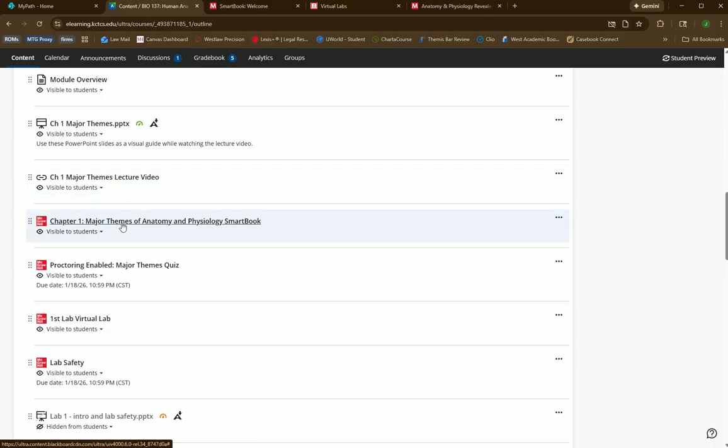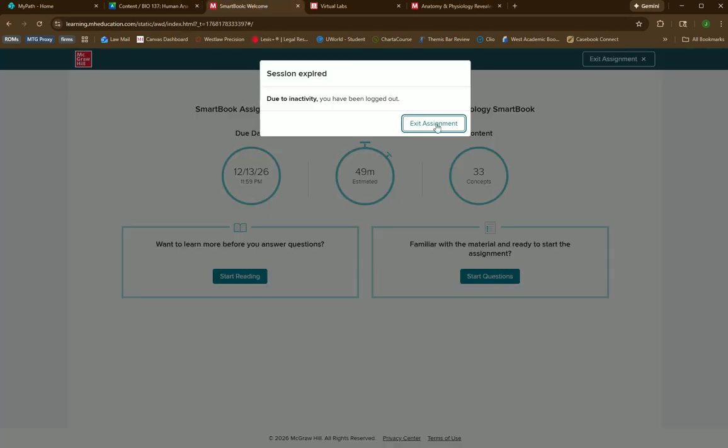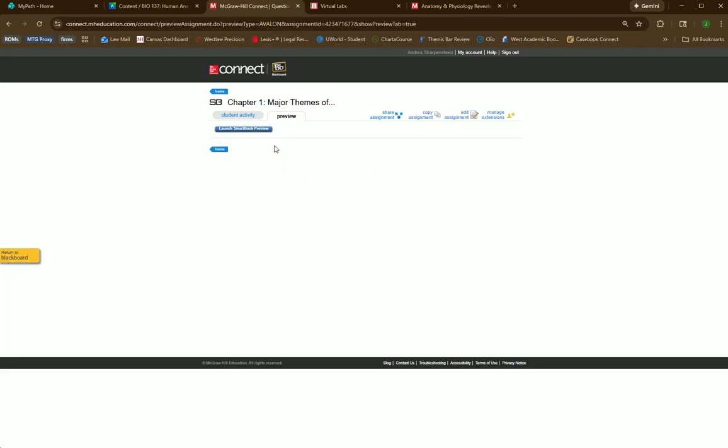If you want SmartBook access, I've already opened it up in this tab. Click SmartBook. It opens up here. Oh no. There. Let's launch the preview again. Okay.